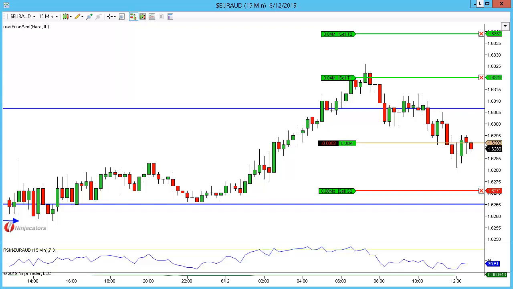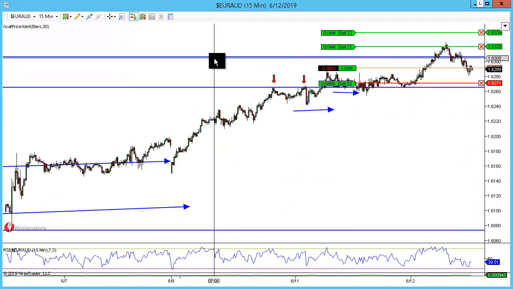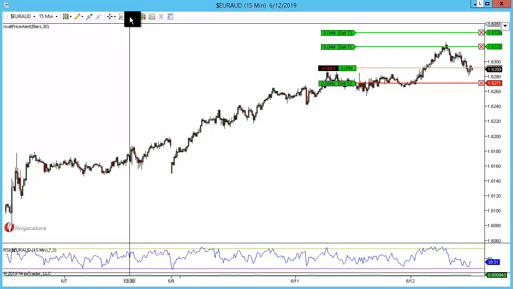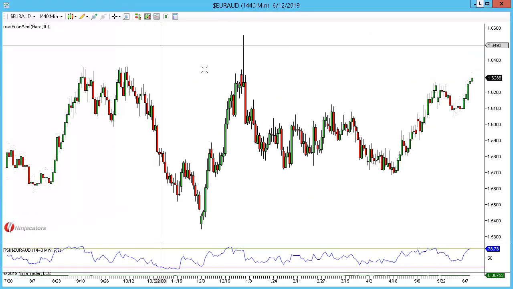This is the Euro Aussie on the 15. I'm now involved with a flag pattern. So I'm going to go ahead here and do the higher time frame analysis. I am playing for two targets because we may or may not get the extension.